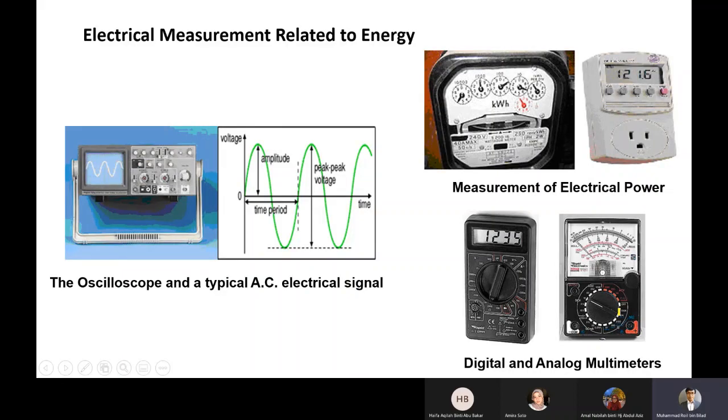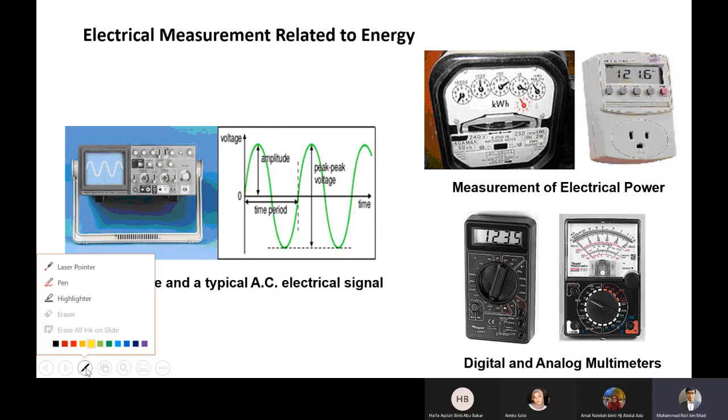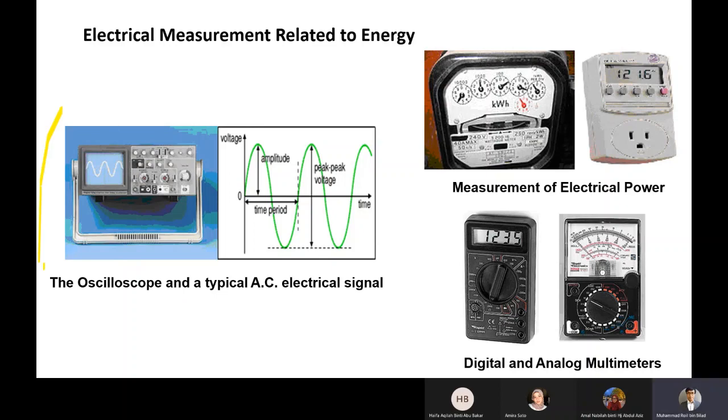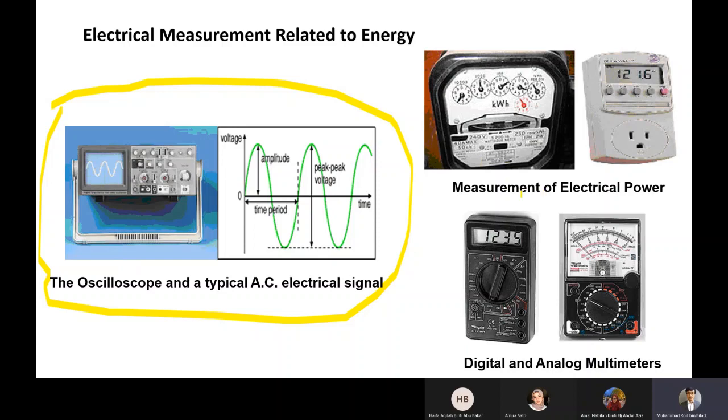Finally, we have electrical measurement related to energy. I don't know if you still remember your second semester in FIT, because I teach this subject this semester. So you have an oscilloscope and electric signal, which you use for the practical session. You have a measurement of electrical power, which is available in every house in Brunei when we measure what power we use. And lastly, we have digital and analog multimeters.